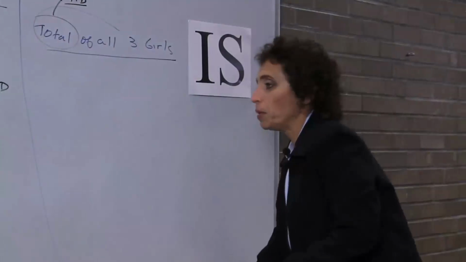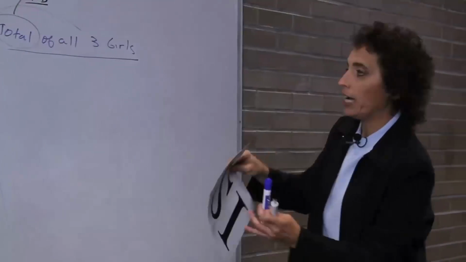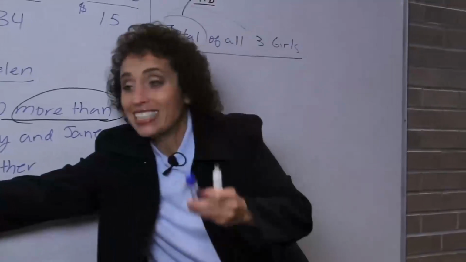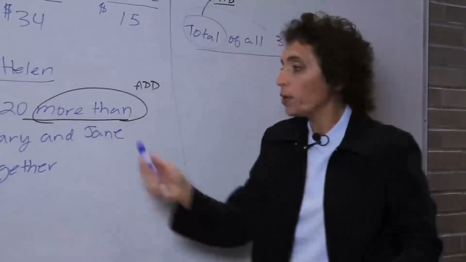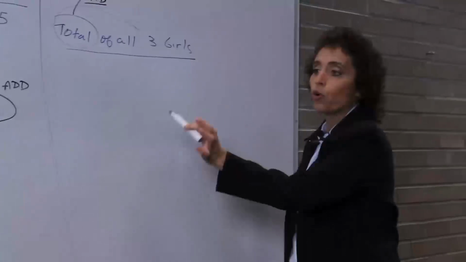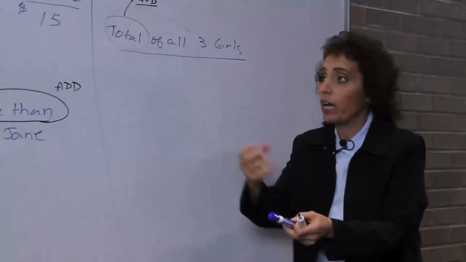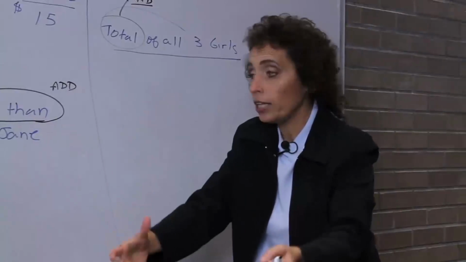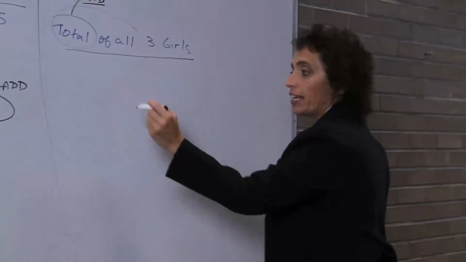Okay, now let's get to this problem. In this problem, we know what Mary has. We know what Jane has. We know a little about what Helen has, but we don't know exactly how much money Helen has. But we know Helen has $20 more than Mary and Jane together. Well, first we have to know what Mary and Jane have together. And then we could add it to $20, and that's what Helen would have. So let's get Helen's.